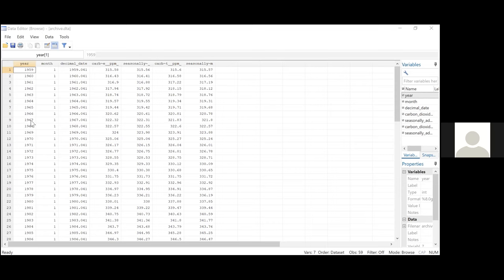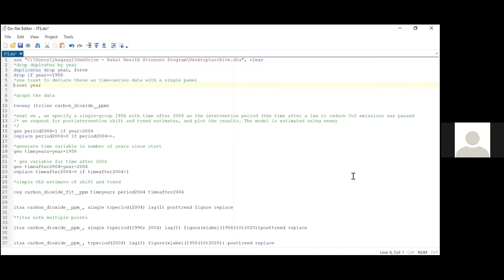So this is from 1959, going down, right? And they are showing you carbon monoxide rates in parts per million. So you have it there, right? And of interest, I think a policy in 2004, something happened in 2004, and I don't remember what it was. I have to read this again, but some policy or something else was introduced. So when we look at this data, we want to look at the series of carbon monoxide over time.